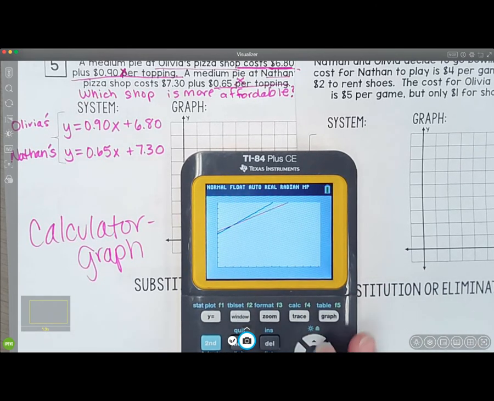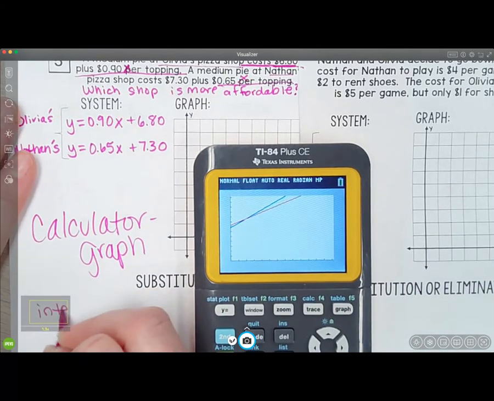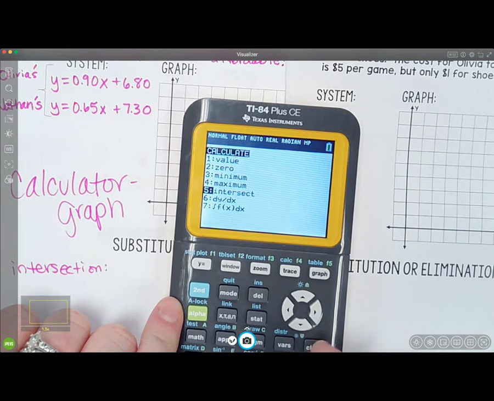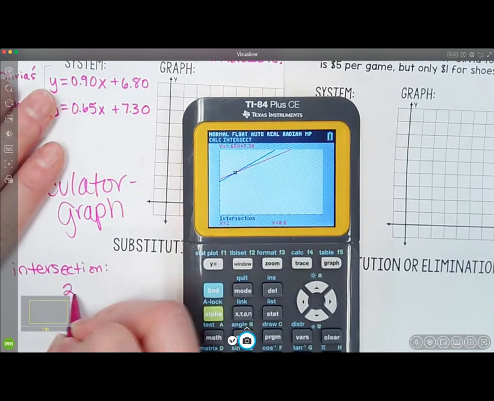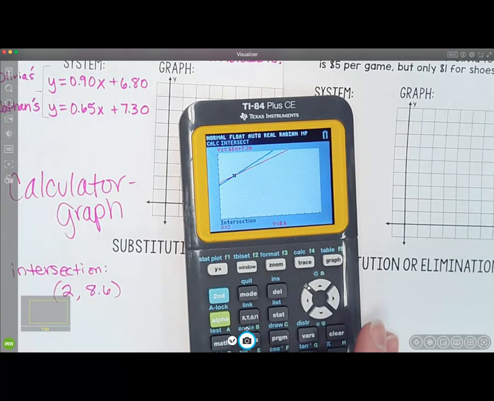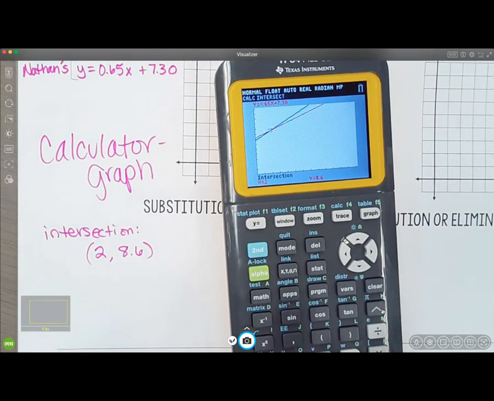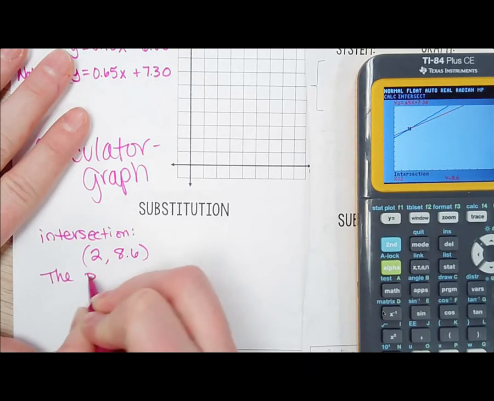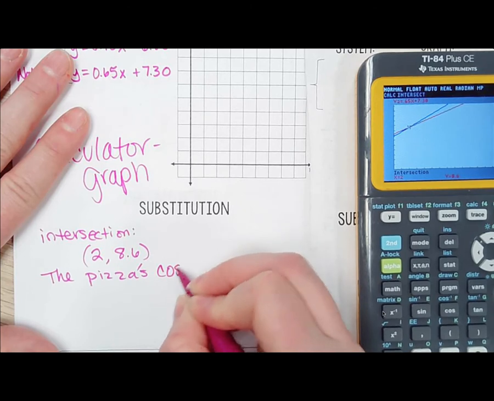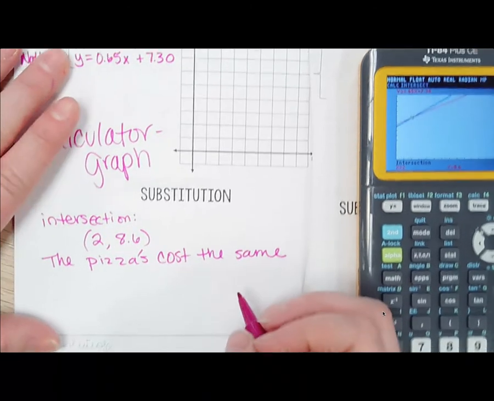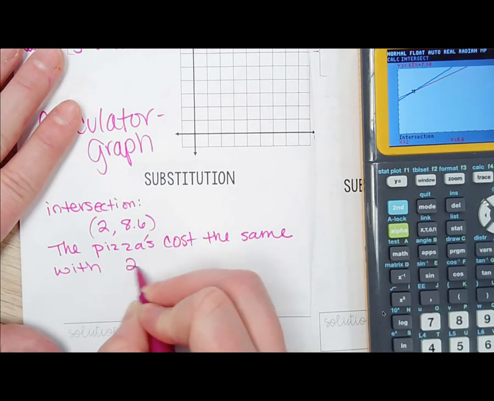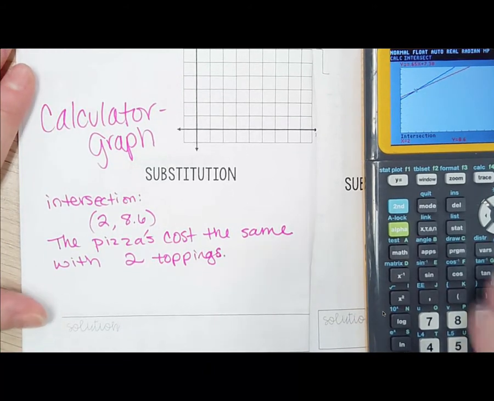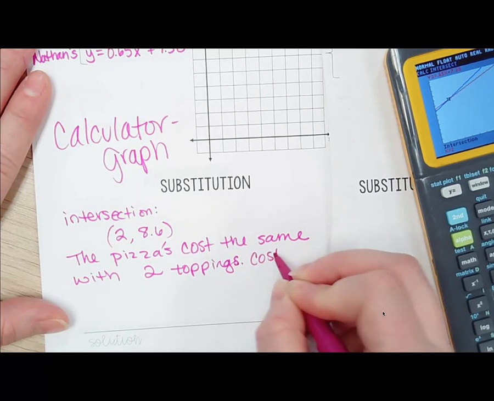Okay, so you can see your 2 lines. So let's find out where they intersect. So second trace, 5, Enter. So let's talk about what 2A.6 even means. That's where it's even, the same. So the pizzas cost the same with 2 toppings. And that cost is $8.60.